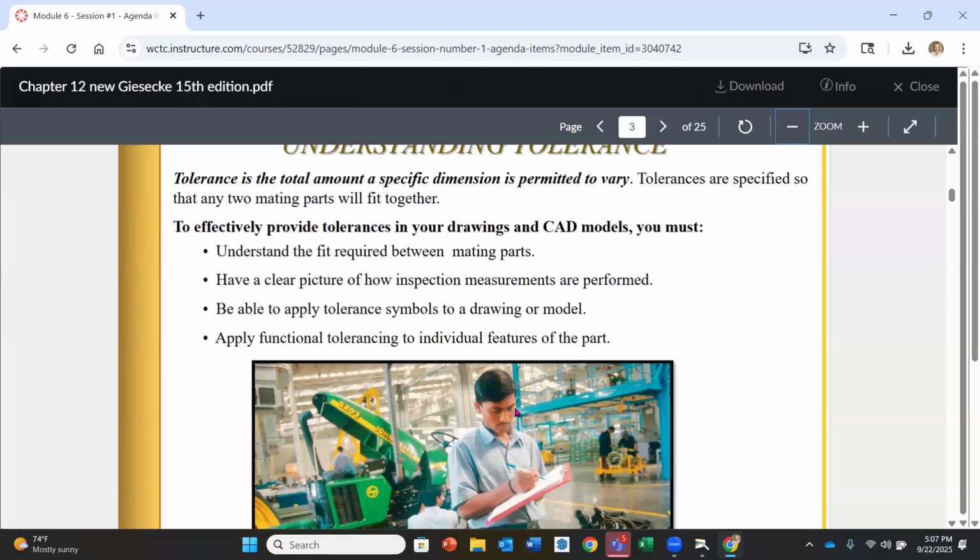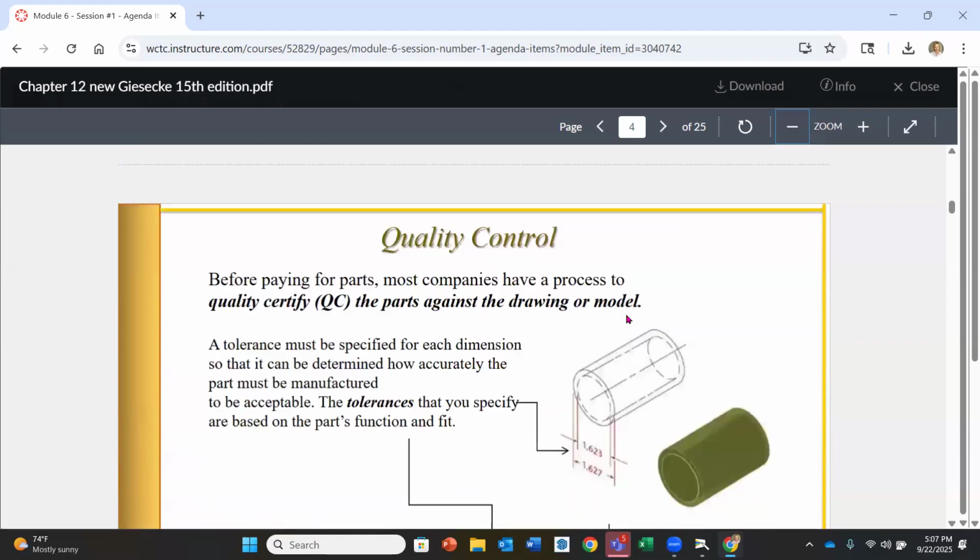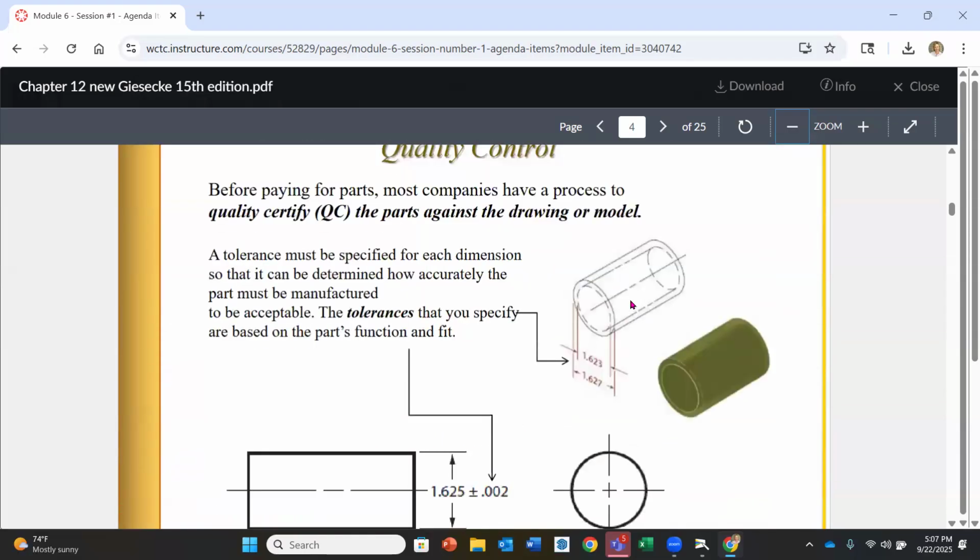And then also apply functional tolerancing to individual features that are on a part, okay? Now, quality control. Before paying for parts, most companies have a process of quality certification of their parts against the drawing or the model.